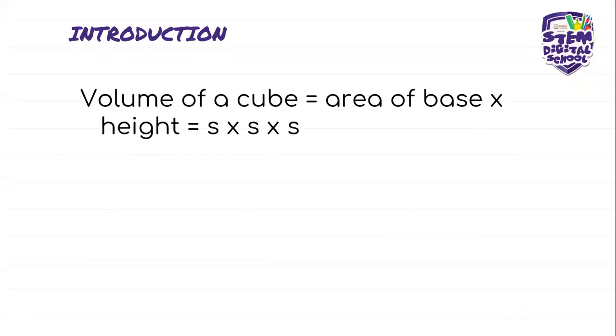Now, if you remember, how do we define a volume? A volume can be simply defined as the area of the base of a prism. If you take the area of the base and then you multiply that with the height of the prism, then you will definitely get a volume. So the volume of a cube is equal to the area of the base multiplied by the height.